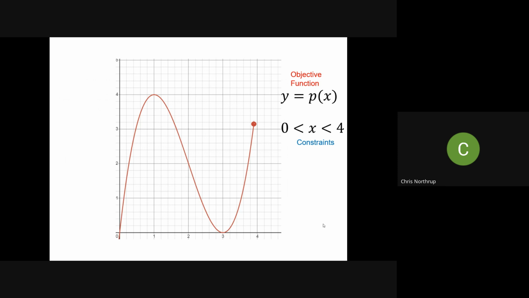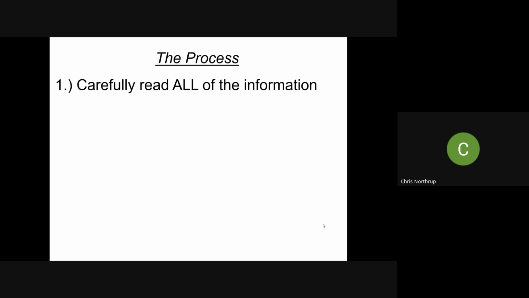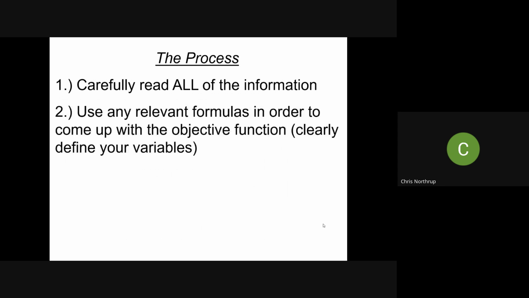So what's our overall process? Well, first thing you want to do, you need to carefully read everything because they will give you all of the information that you need, sometimes more than you need, but you need to read it all. Next, you want to use any formulas that you've seen in geometry, algebra, any of that. We need to come up with that objective function. They're not going to give that to us. That's usually going to be the hardest part, figuring out what is the function that I'm supposed to optimize. You also want to clearly define what your variables are so that you know what any restrictions might be, meaning we can then list our constraints.